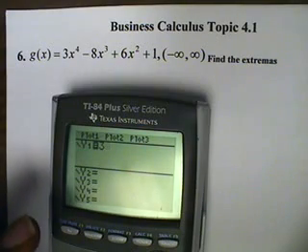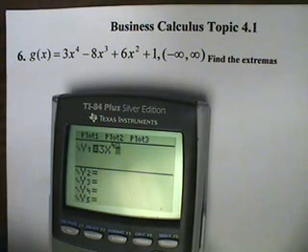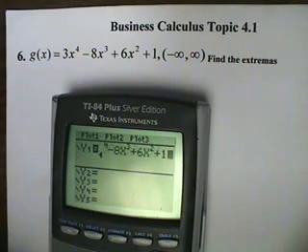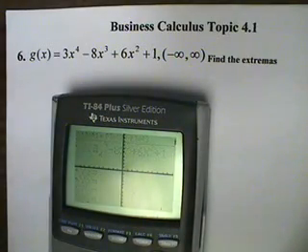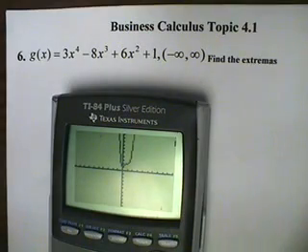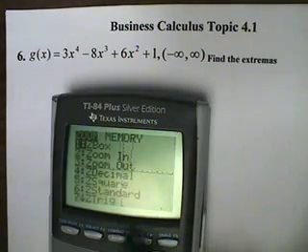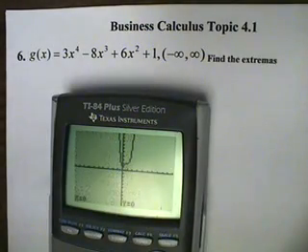3x raised to the fourth power minus 8x raised to the third power plus 6x squared plus 1, okay, and the graph. Now you see it's a little hard to see. I'm going to zoom in on this right here. So I'm going to zoom and then in, which is number 2. Press enter.